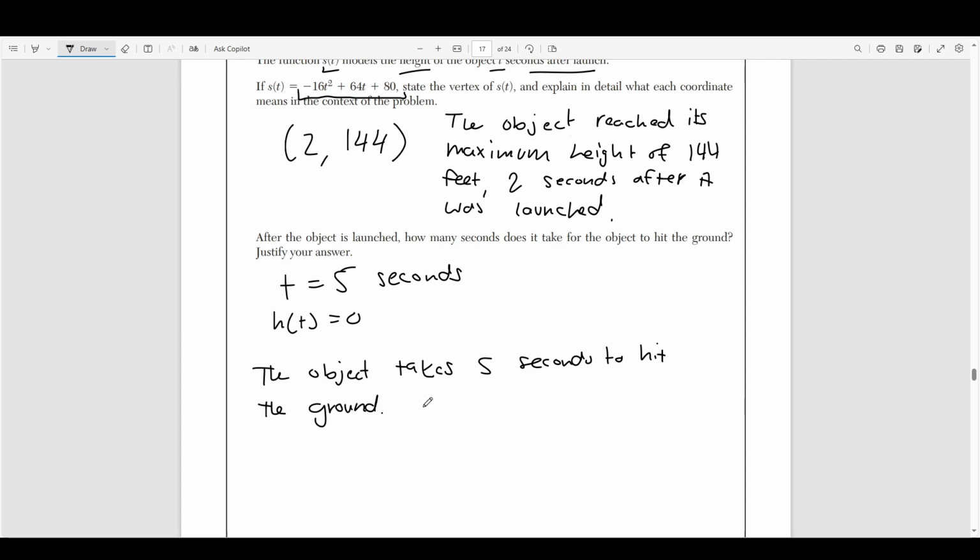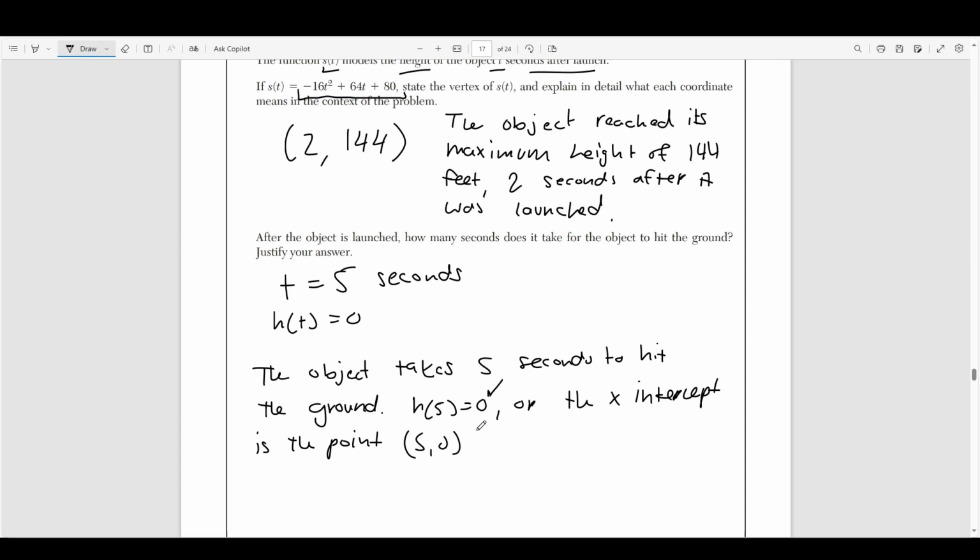And then to justify this, we can say that h of 5 is equal to 0, or the x-intercept is at the point (5, 0). So h of 5 is equal to 0 would be enough to justify this. The x-intercept is (5, 0) would be enough to justify it. 5 is a 0 of the function. Again, it would be enough to justify it.